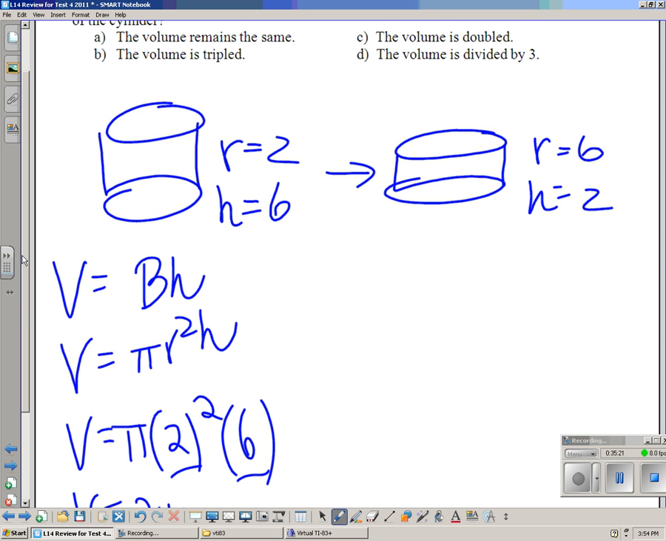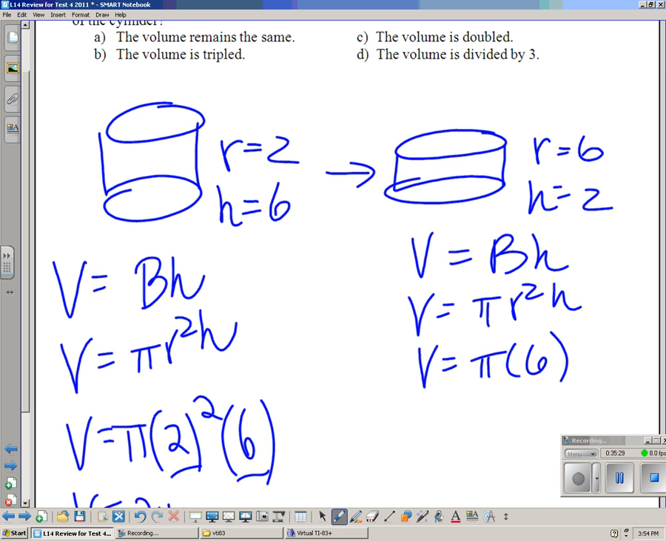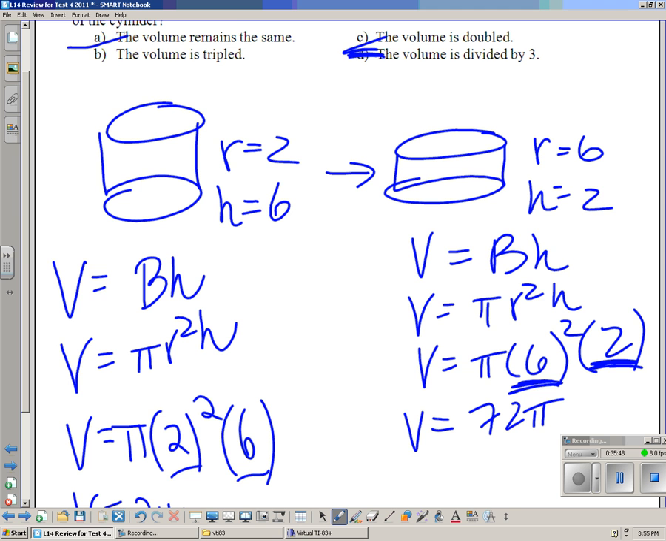The next cylinder, same formula, different substitution. Radius is 6 this time, height is 2. So we get 6 squared is 36 times 2, which is 72. So clearly the volume has changed. So the volume does not remain the same. Okay? The volume got bigger, so the volume did not divide by 3 either. So choice D is out.